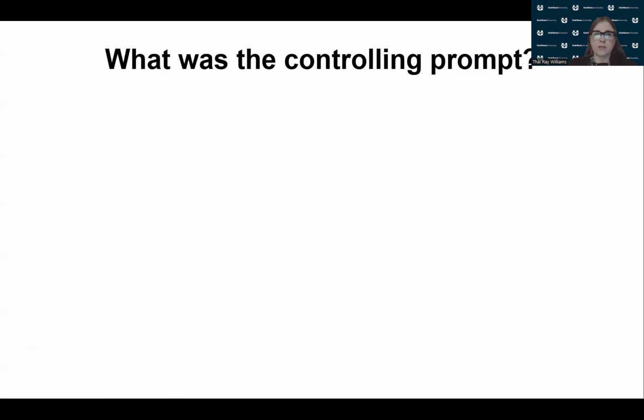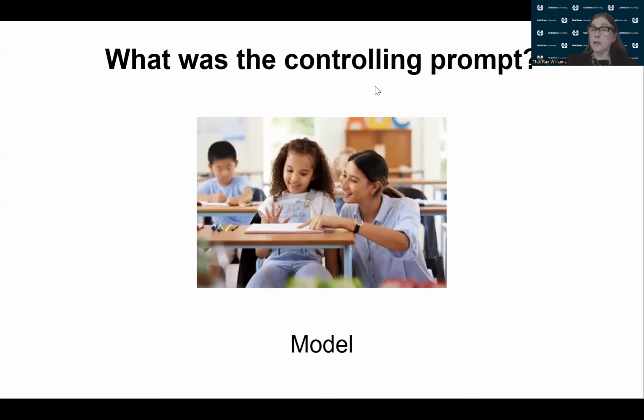All right. So what was the controlling prompt in this prompting hierarchy? It was a model. The teacher pointed to dog, said dog, and then the student pointed to dog. So that was the controlling prompt. If you got that right, way to go.